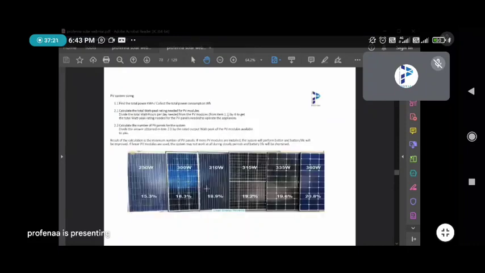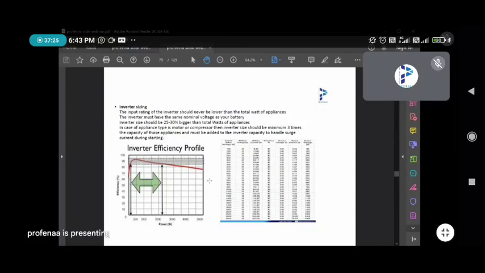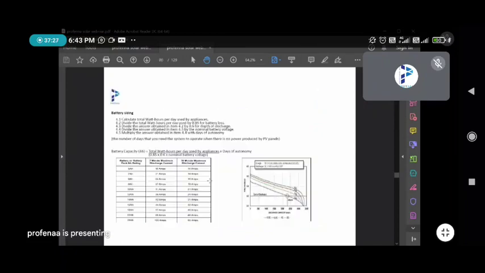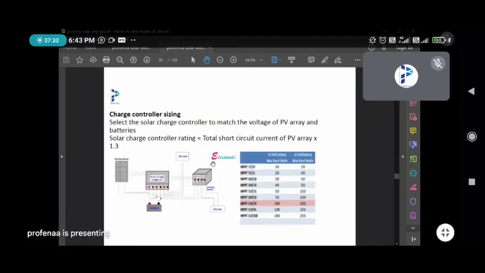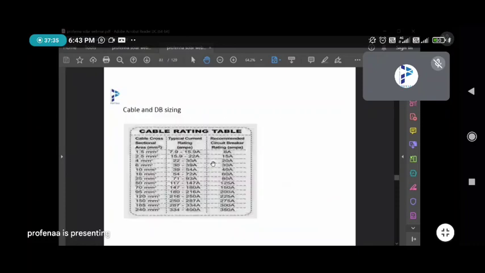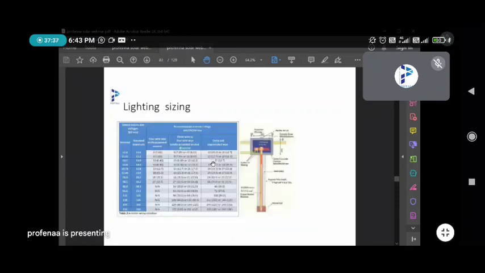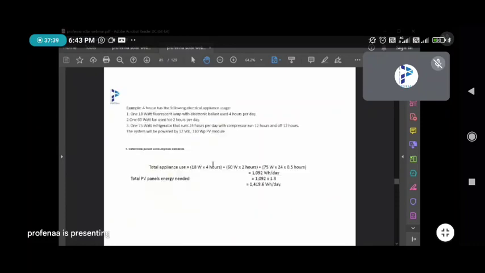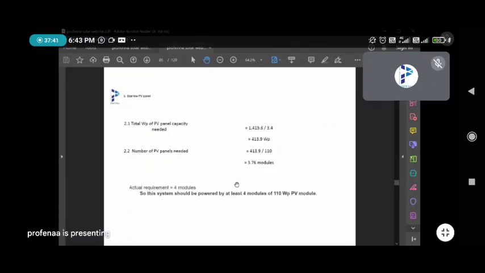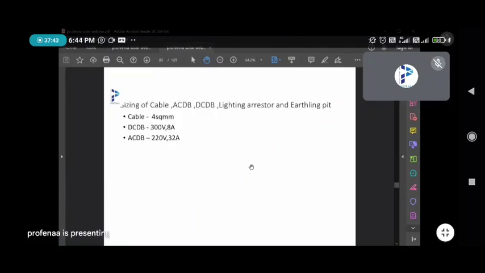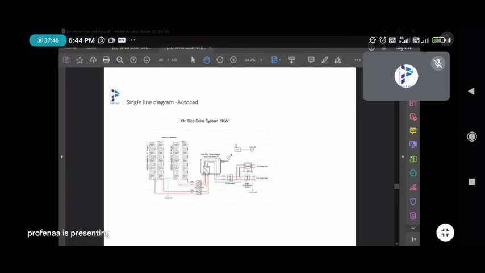So here, what type of panel you have to select, that will come. Here, you have to do the inverter selection. How is the selection going to be done? Then battery also. How are we going to do the battery calculation? I explained here. See, this is the charge controller, then cabling, then lightning calculation I showed here, earthing pit also I can show here. So ultimately it will come, finally I will select the model, then based on that I will calculate it. This is the AutoCAD, sir.